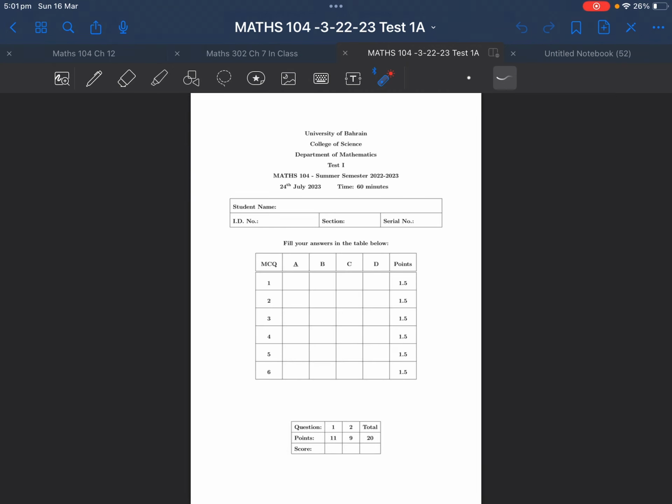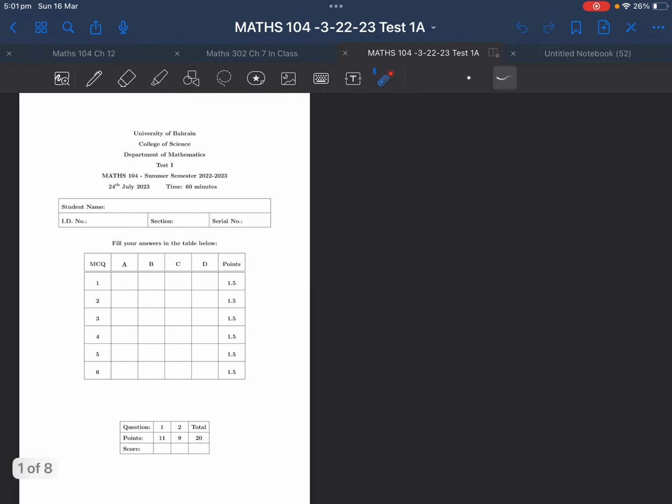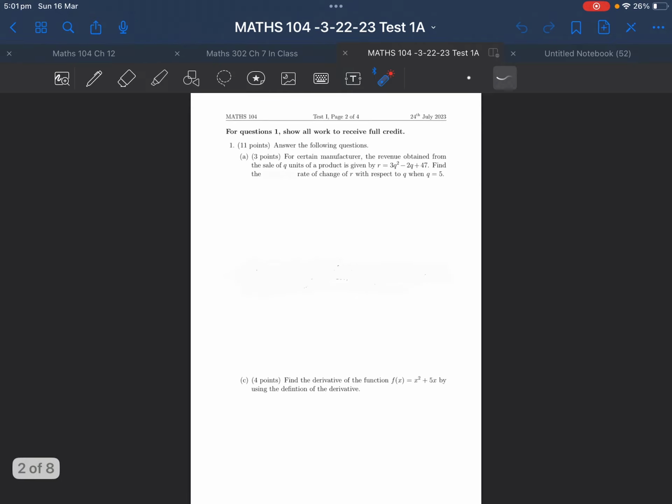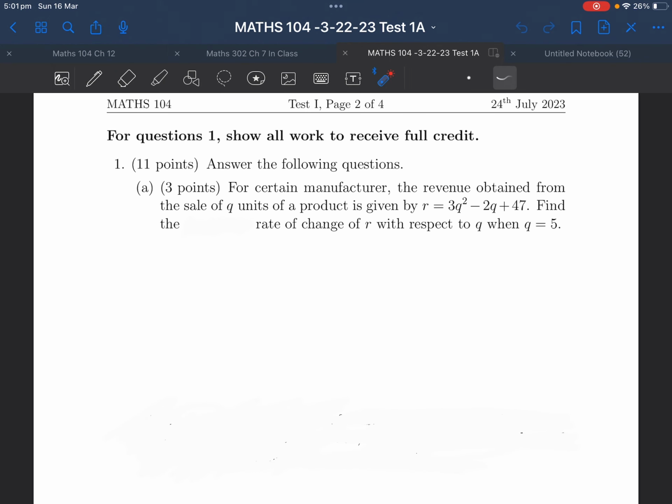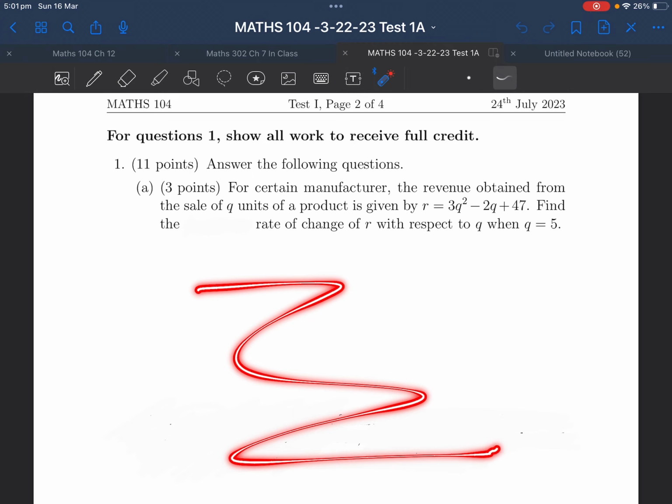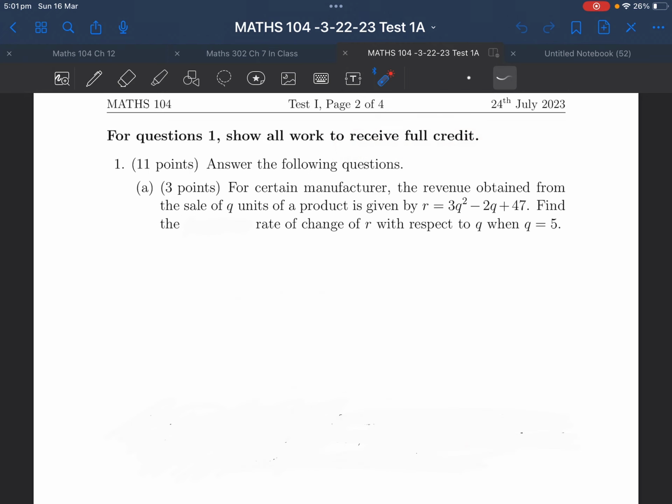Here we have a previous test one from summer 2022-23, which consists of many multiple choice questions as well as some written questions. So let's see question by question and how we solve them. For the first question, it's a written question, so we need to show all the steps. In order to receive the full credit, we have to show it step by step.